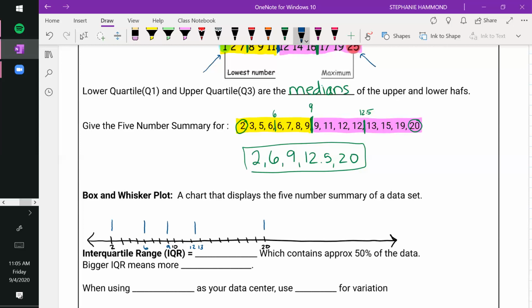Now I have a vertical line above each part of my 5-number summary. Now I'm going to draw a box connecting my first quartile to my third quartile with my median in the middle, and then whiskers connecting my box to my minimum and to my maximum. And there I have a box and whisker plot. That's it.